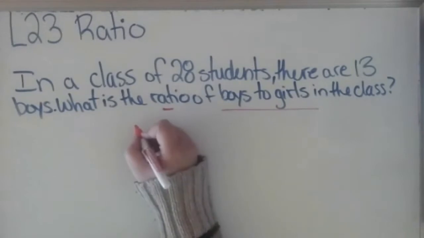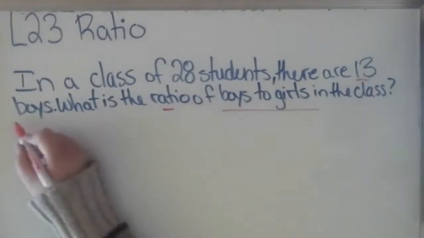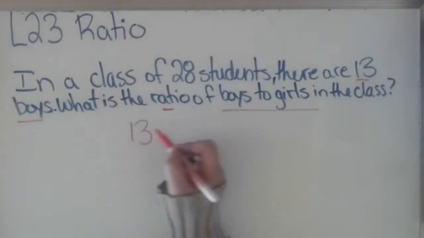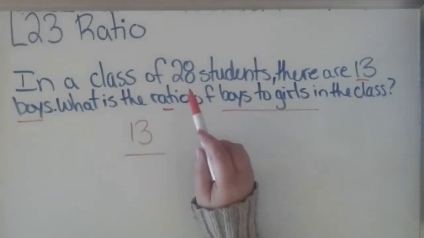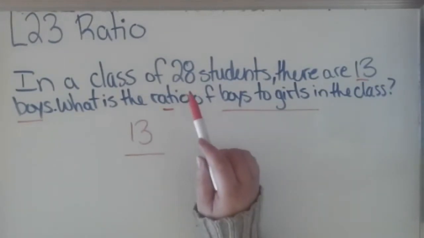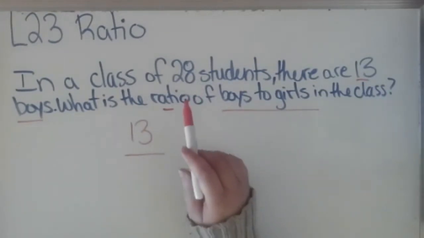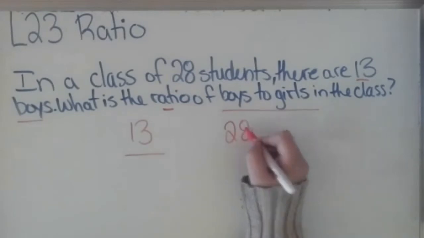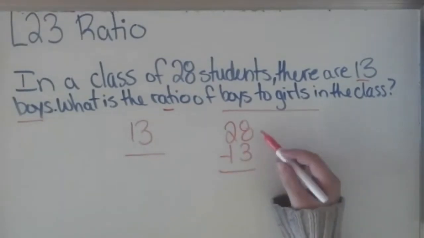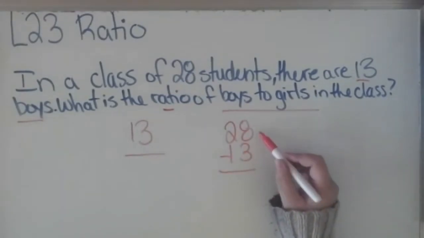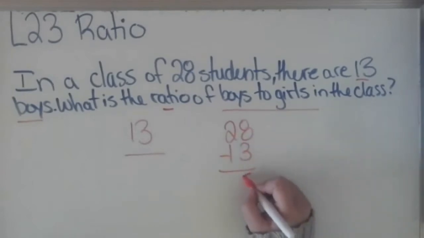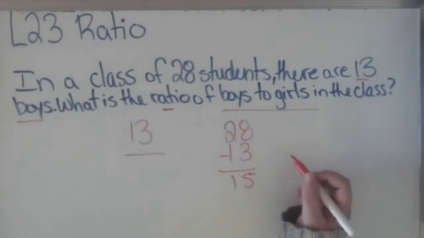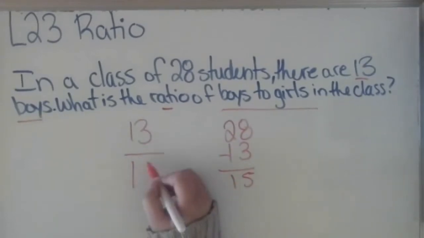Here's a problem. We know what our boys number is, 13 boys. So our top number, our 13, is boys, but we don't know what the girls is because 28 is the whole class. So first we need to figure out what is left for the girls. So we need to do 28 take away 13 to find out what is left over once we take out the boys. 8 take away 3 is 5, 2 take away 1 is 1. So we have 15. So 15 girls.